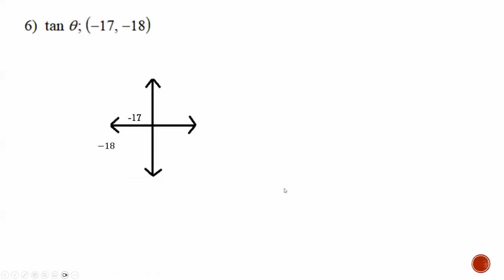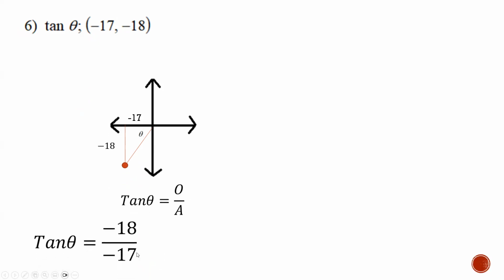Ooh, tangent again. Remember, tangent's kind of the easy one because you have the information you need. In this case, again, tangent is the opposite side, which is negative 18, over the adjacent side, which is negative 17. Simplify if you can. So the only thing I could do there is simplify the negatives out to give you a positive 18 over 17.